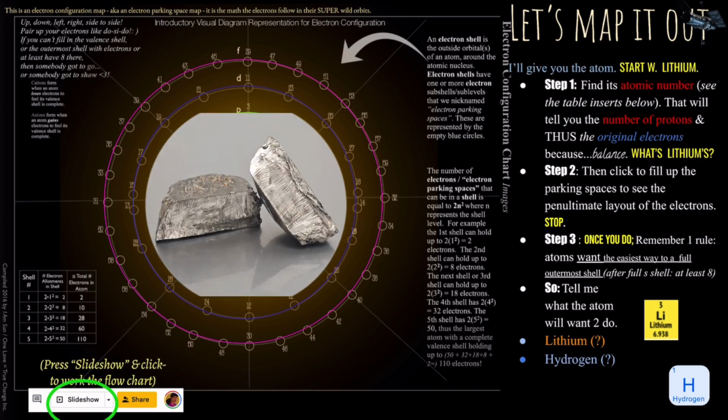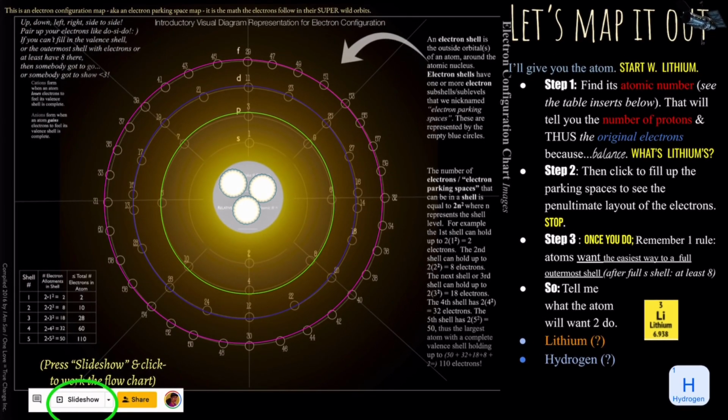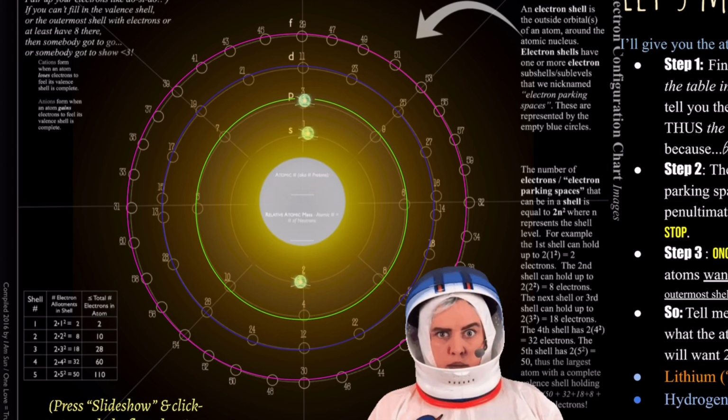Let's start with lithium. Lithium has an atomic number of 3, which means it has 3 positively charged energy particles or protons in the nucleus, in the middle, which means it also starts out with the same equal and opposite energy particles orbiting around it, electrons. So let's use the electron configuration map to plot out how a lithium atom would look. Here's the first electron, here's the second electron, and here's the third electron, balancing out the 3 protons in the nucleus. But we have a little problem.